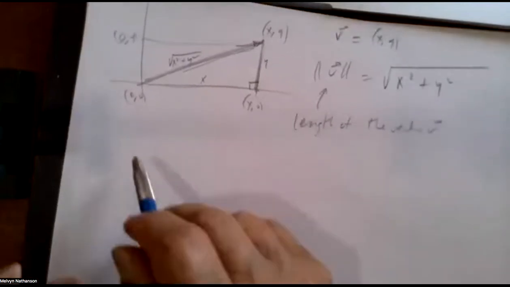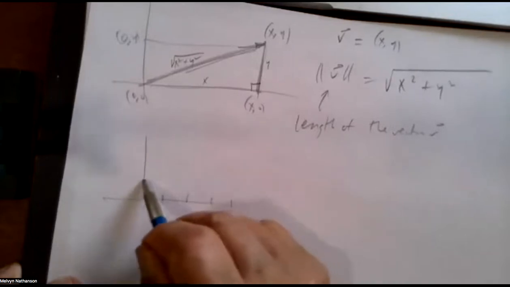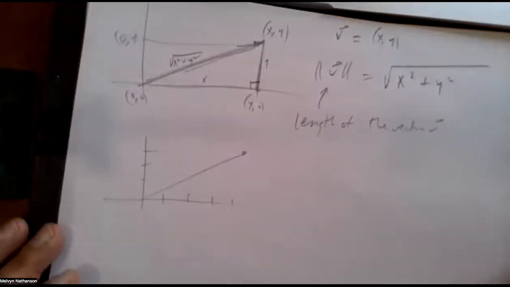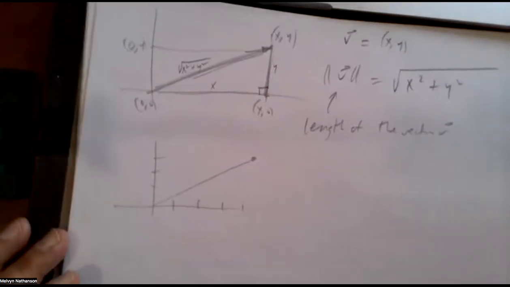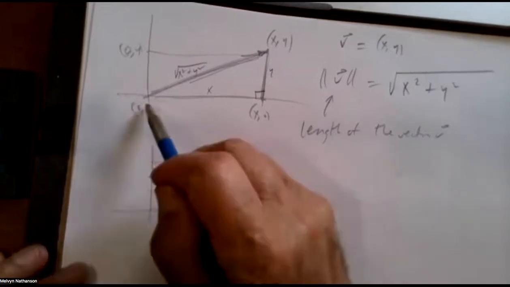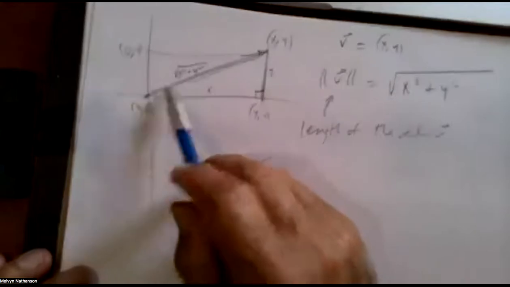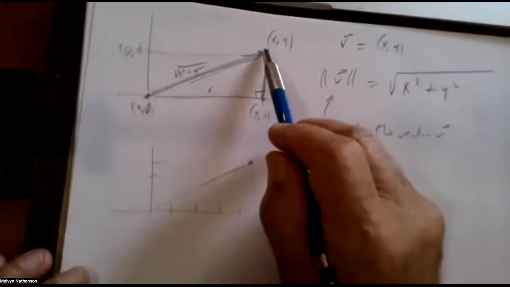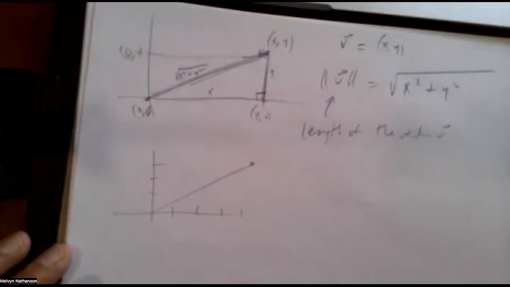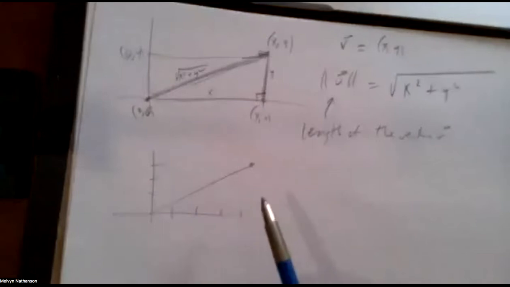So for example, Professor, can you please explain where you have the coordinate to be 0, 0? Yes. So the tail of the vector is 0, 0. The vector is the vector x, y. Yeah. So that's the length of the vector.